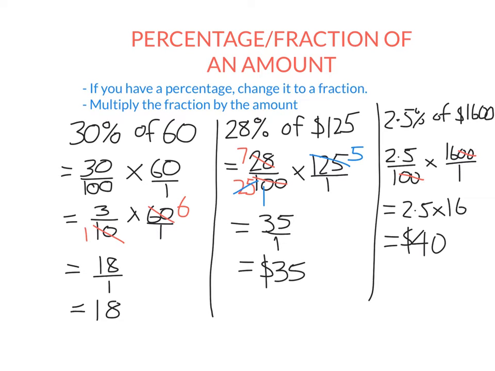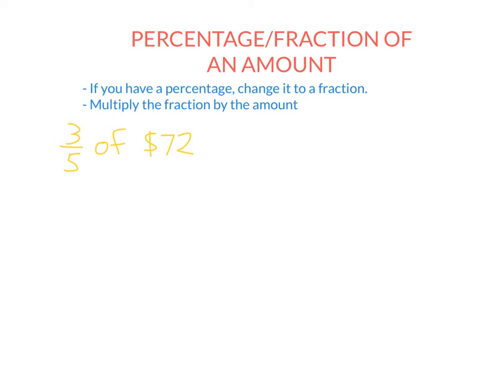So now let's look at some examples involving fractions of a quantity. So let's now calculate 3/5 of $72. You might be relieved to know fraction of a quantity is easier because we don't have to do this first step and change it to a fraction. It's already a fraction.